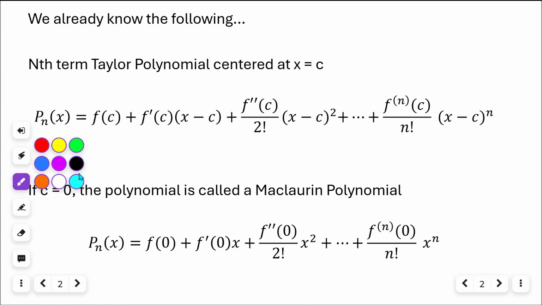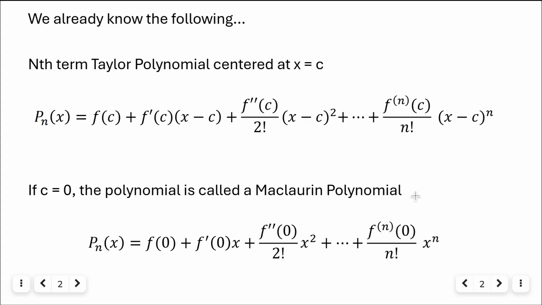So again, we already know some stuff about Taylor and Maclaurin. We know that the nth term Taylor polynomial centered at x equals c is given by this equation: f of c, plus f prime of c times (x minus c), plus f double prime of c over 2 factorial times (x minus c) squared. We can go on forever. That would be your nth term Taylor polynomial. And if c equals 0, we call that polynomial a Maclaurin polynomial. And we'd have f of 0, plus f prime of 0 times x, plus f double prime of 0 over 2 factorial times x squared, and we can go on forever up until the nth term.